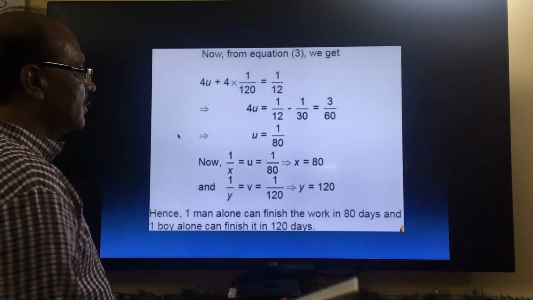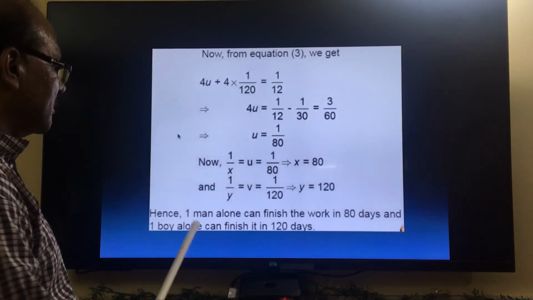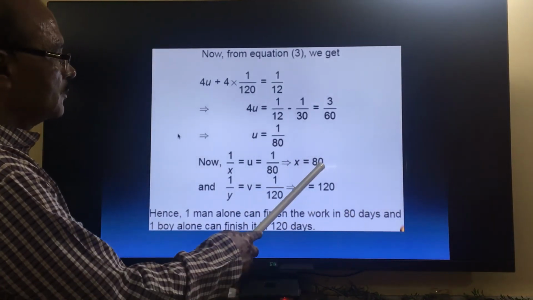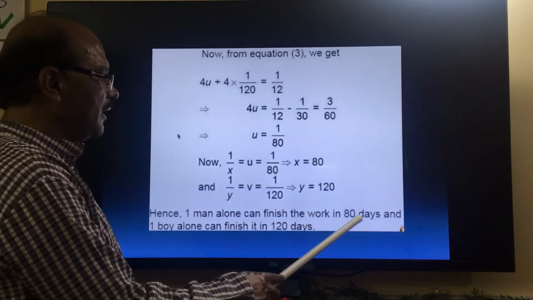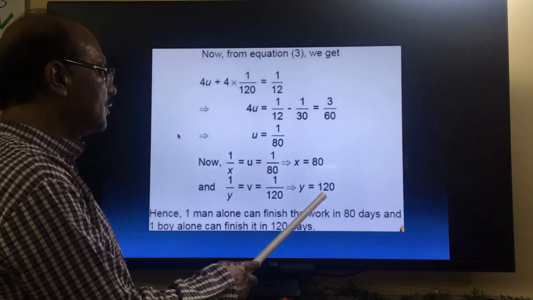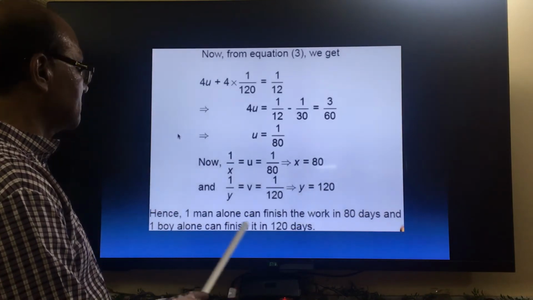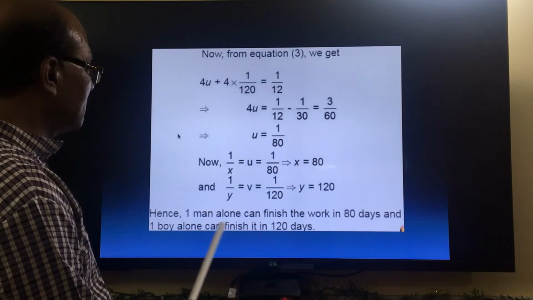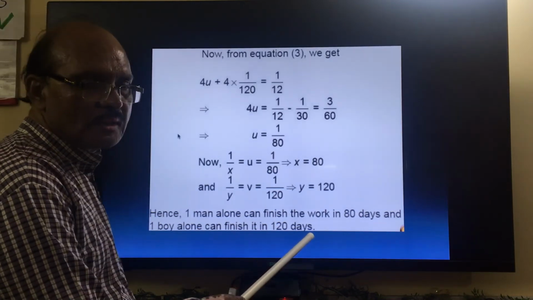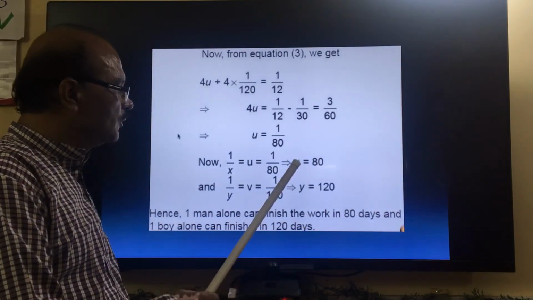But x was the number of days in which one man can finish alone. So here one man alone can finish the work in 80 days, and y is the number of days in which one boy can finish the work. So y is 120. So a boy alone can finish this work in 120 days. So I hope you can understand.